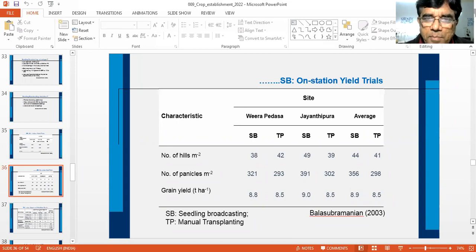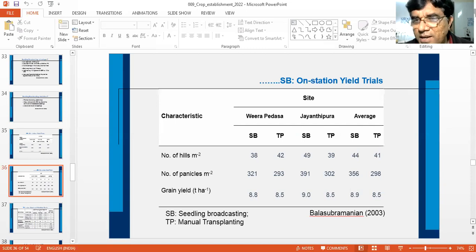And then you can see the number of hills. The number of hills in seedling broadcast was less, just 38 per meter square, but in TP, it was 42 in one location. And go to another location where the number of hills per meter square was more in SB than in transplanted. So overall, you can see the number of hills per meter square was almost the same, 44 and 41. Similarly, number of panicles, 356 in seedling broadcast and 298 in transplanted.